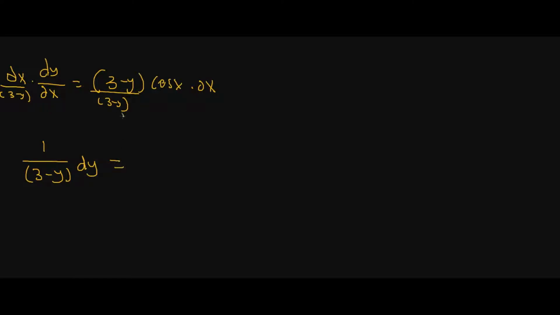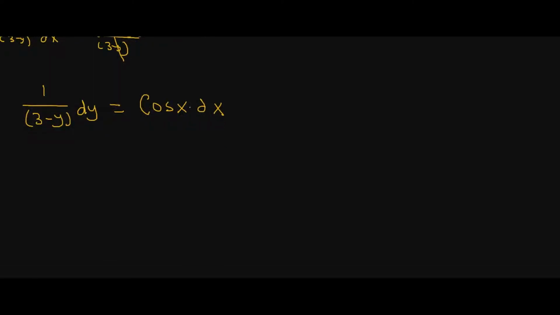dy is equal to cosine of x dx. There it is. Okay, now that our variables have been separated, we're going to take the antiderivative. Bam. There's no power. This becomes ln absolute value of 3 minus y. But be careful. What's the derivative of the inside? This is -1, which, since we're doing the antiderivative, we divide by the -1.